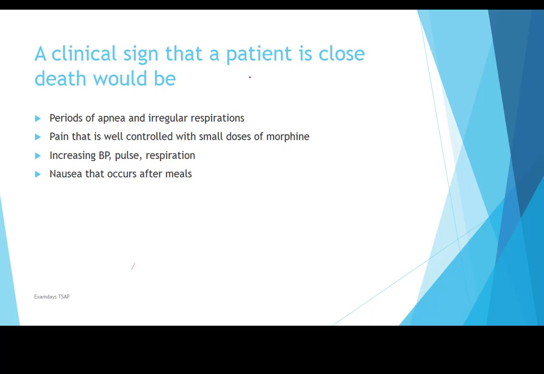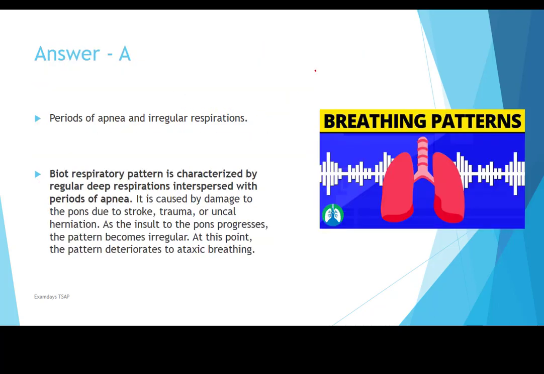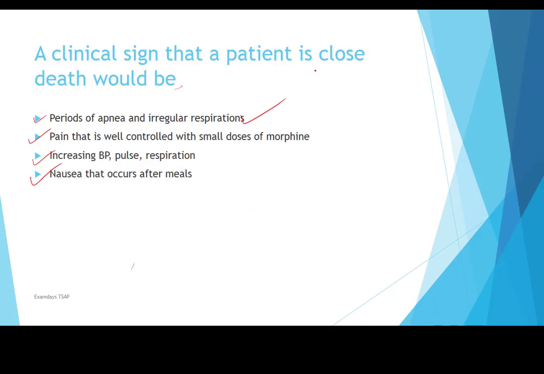A clinical sign that a patient is close to death would be A. The periods of apnea and irregular respiration, B. A pain that is well controlled with small doses of morphine, C. Increasing BP, D. Nausea that occurs after meals. The correct answer is going to be option A, the periods of irregular respirations, which is characterized by regular deep respiration interrupted with periods of apnea.